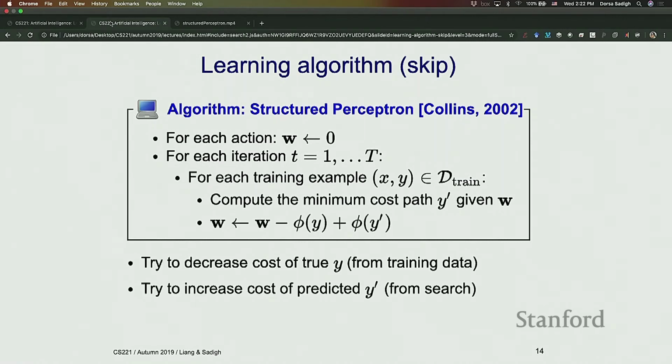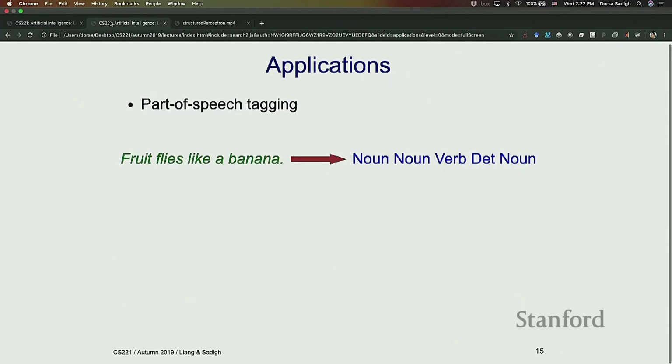But just real quick, the update here is this more general form update, which is update your W based on subtracting the features over your true path plus the features over your predicted path. This more general form is called Collins algorithm. Mike Collins was working on this in natural language processing. He was actually interested in it in the setting of part of speech tagging. So you might have a sentence and you want to tag each one of the labels here as a noun or a verb or a determiner or noun again.